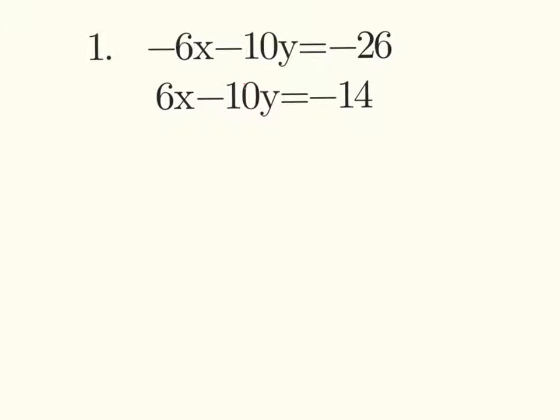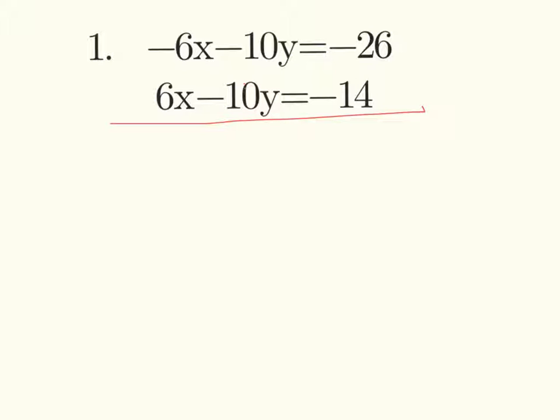Now with elimination, we want to look and make sure if we add, just like our old time adding 2-digit numbers, 3-digit numbers, if I were to add my x's, would they go away? Would they be eliminated? If I took negative 6x and added a positive 6x, I would get 0. So that would go away. That's what we want. But let's double check with the y's. Negative 10y plus negative 10y would give me negative 20y, so that would not go away.